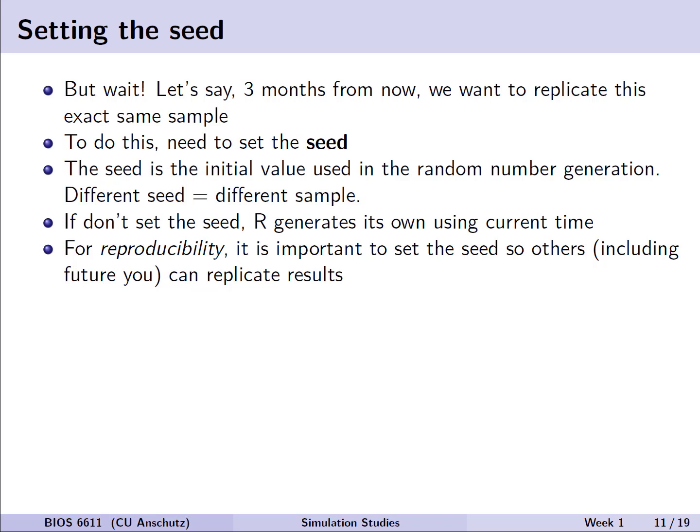We need to plant a good garden of reproducibility by telling R where we want to start the simulation from. Now, the seed is that initial value we use in our random number generation. So using different seeds will lead to slightly different or very different samples. Now, if we don't set the seed, R does have a default way of approaching that problem by generating its own starting point based on the current time and date. Now, for reproducibility reasons, obviously, it's important to set the seed so that others, including future you, can replicate your results and come to the same conclusions.